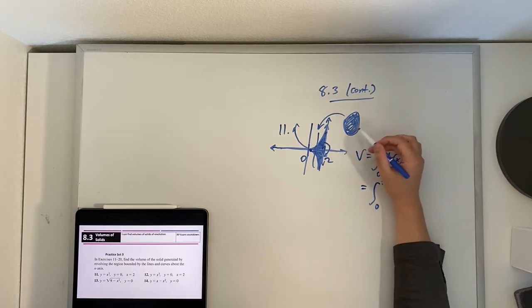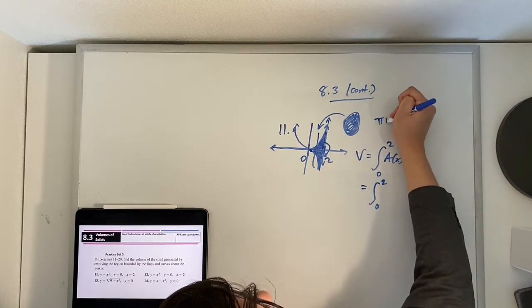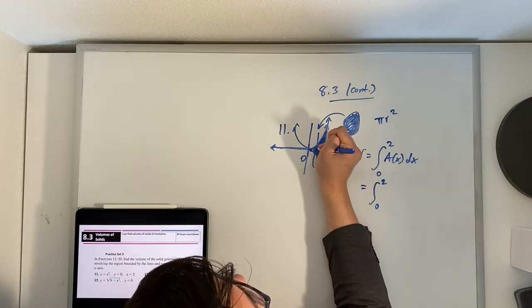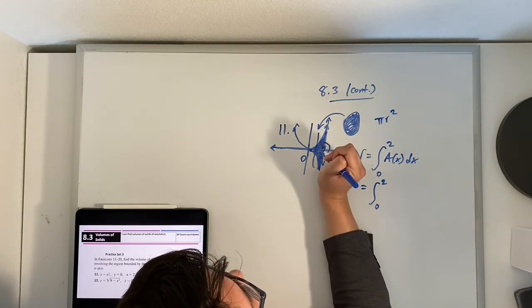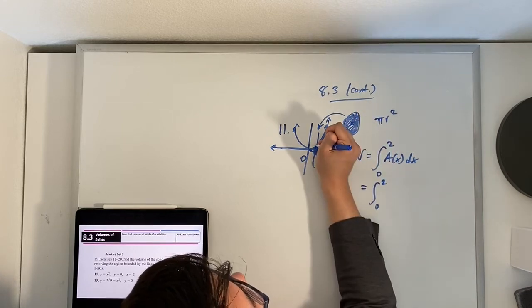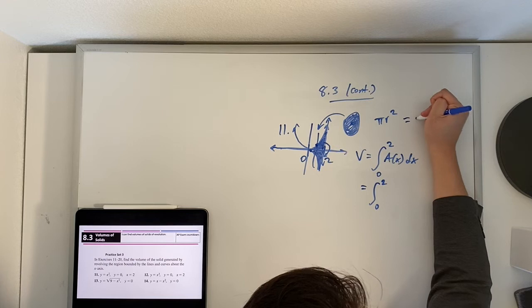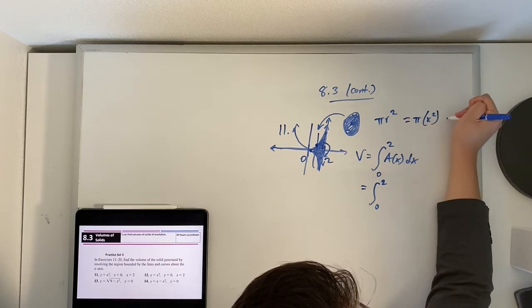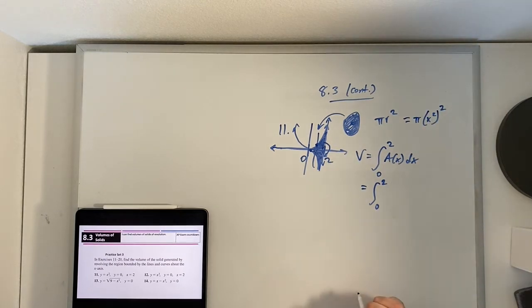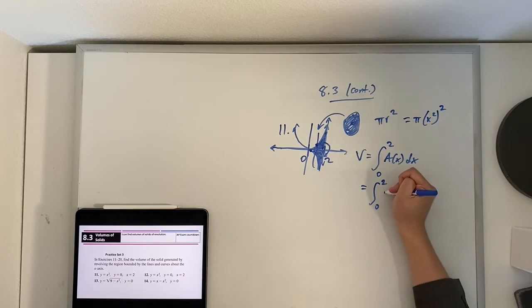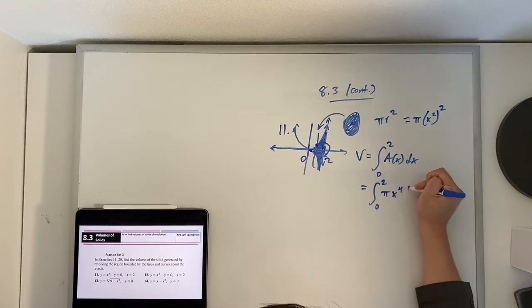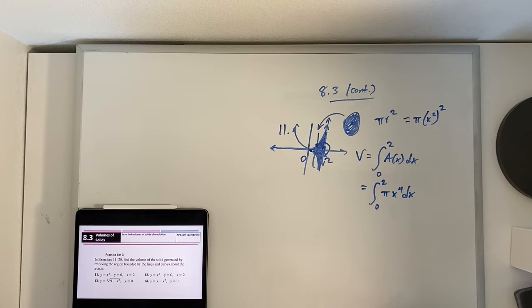And the area of this cross-section, it's a circle, so pi r squared, where r is this distance right here, which ends up just being this function value, in this case, x squared. So pi, x squared is our radius, and we're squaring our radius in the area formula. And this ends up being the integral that will give us our volume. Now this is something you can hopefully quite easily integrate by hand.